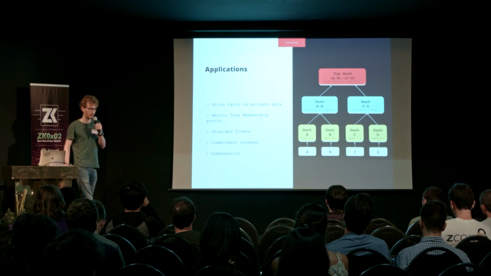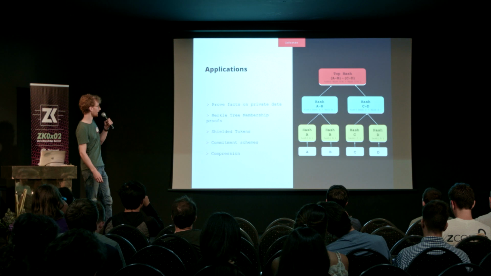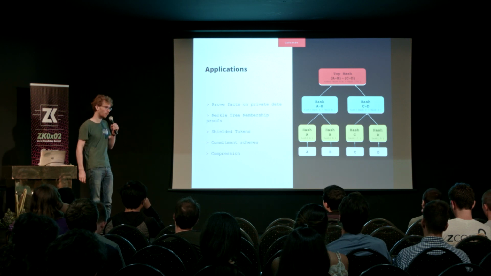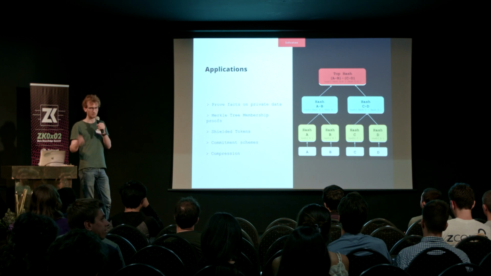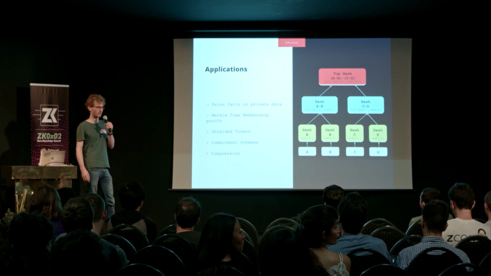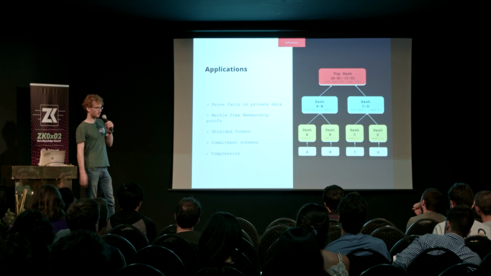So we want to enable developers to write privacy preserving applications, and maybe I can give a quick overview of what that could be, even though of course the use cases will be found by the developers eventually. So in general, proving facts on private data is something that you can do with those systems. In particular, proving membership in a Merkle tree, shielded token schemes, schemes such as the Zcash scheme as well, commitment schemes, and finally, maybe another type of use case that we're also looking at, which is not directly linked to privacy itself, but it's compression.